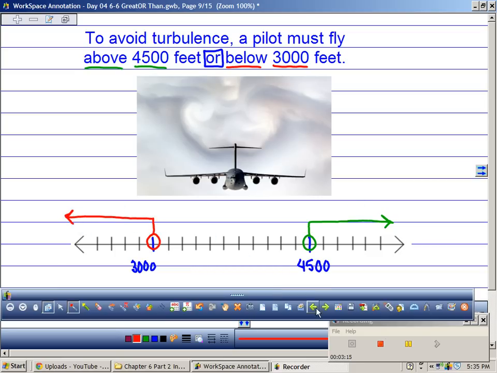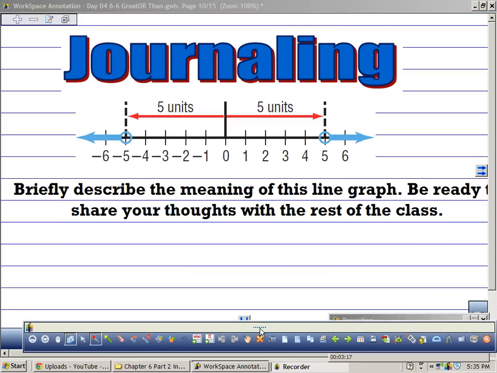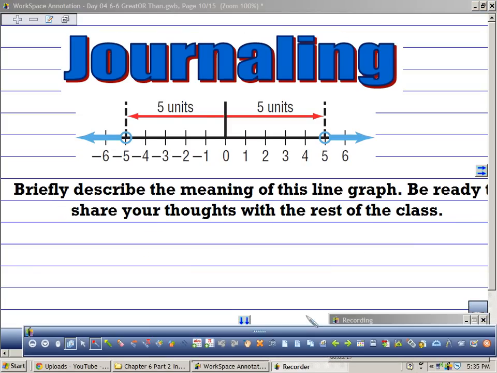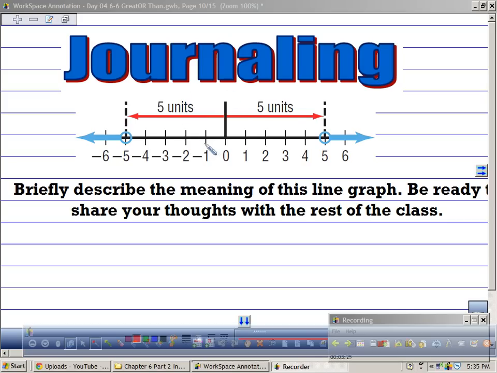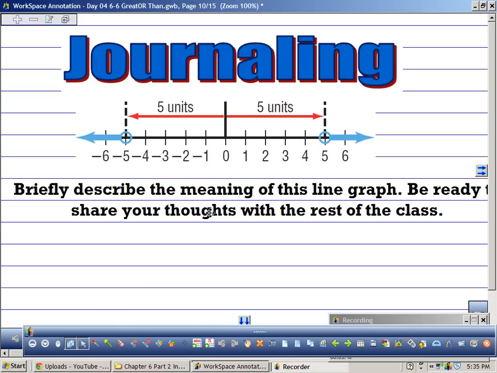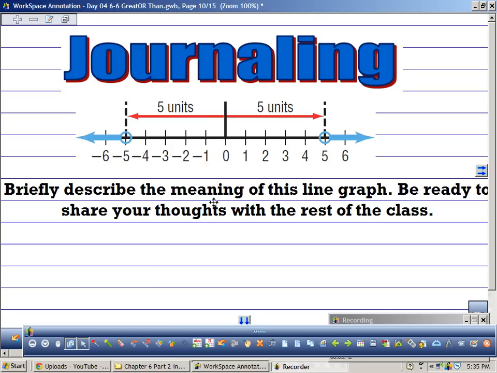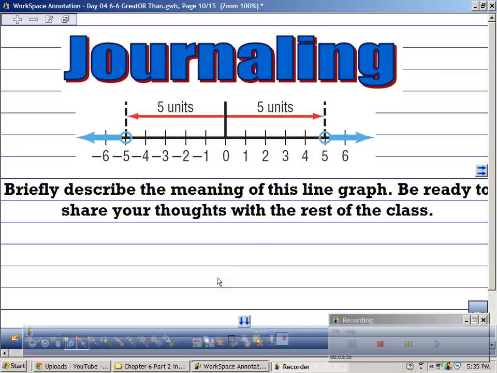So let's look at the situation in a little more familiar stance. But before we do that, let's go back to this example that we did a couple days ago. We talked about absolute value with this, and this picture looks a little bit different. So how could you briefly describe the meaning of this line graph? It says, be ready to share your thoughts with the rest of the class. So just take a second to think about what this could possibly mean.